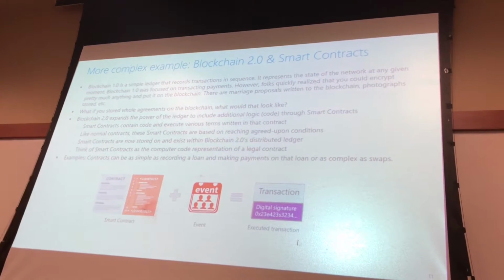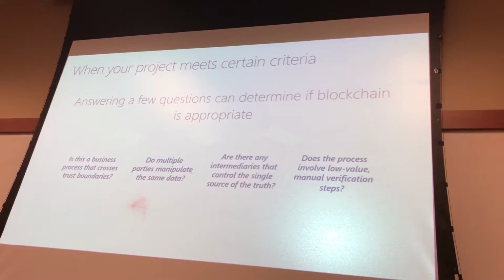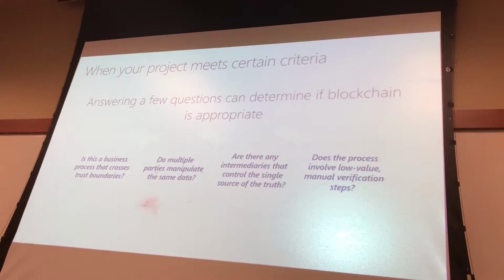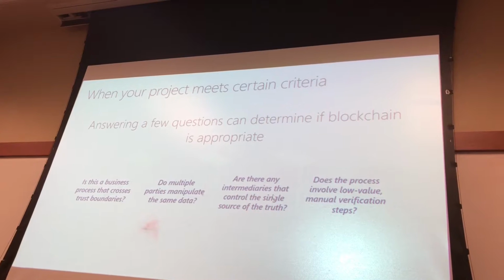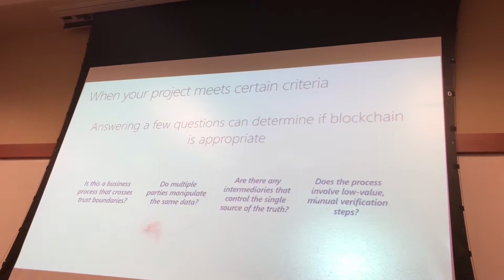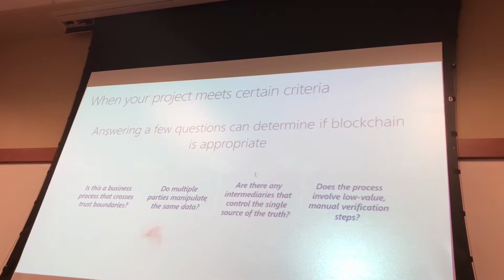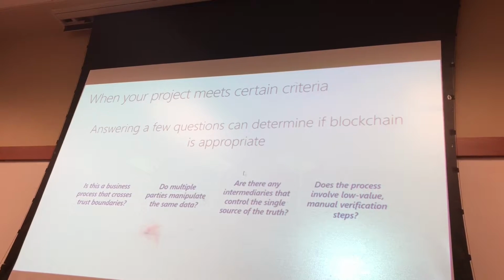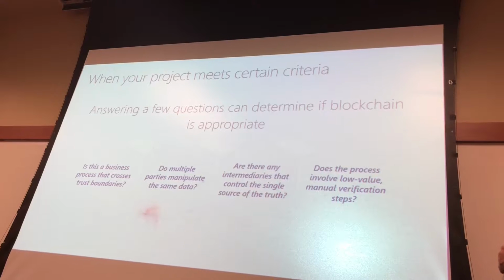So on that last slide, is it an "and" or an "or"? If I say yes to one, then I need blockchain, or do I have to say yes to this and this? Do all four have to be answered yes? Are they mutually exclusive? So if I say the business process crosses a trust boundary, yes, then I should use blockchain.